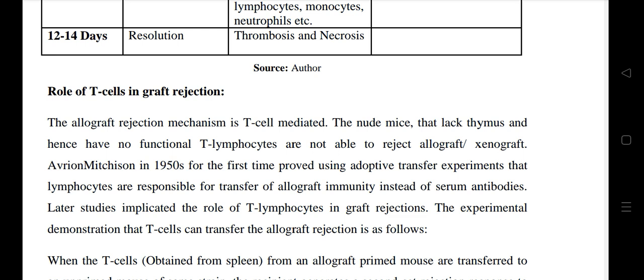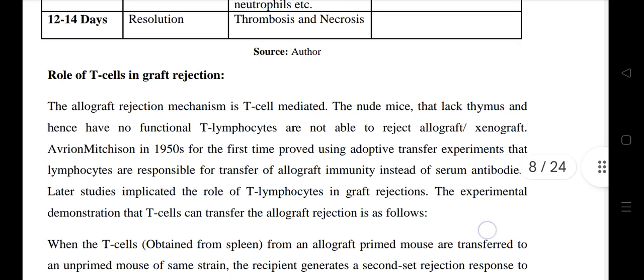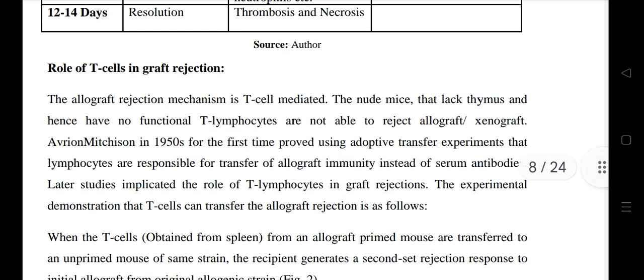Medawar in 1950 first proved, using adaptive immune experiments, that lymphocytes are responsible for transfer of allograft immunity instead of serum antibodies. Later studies implicated the role of T lymphocytes in graft rejection.